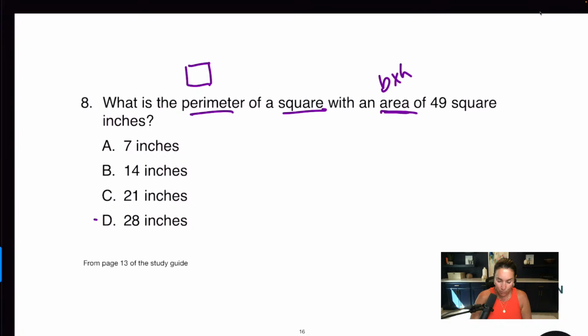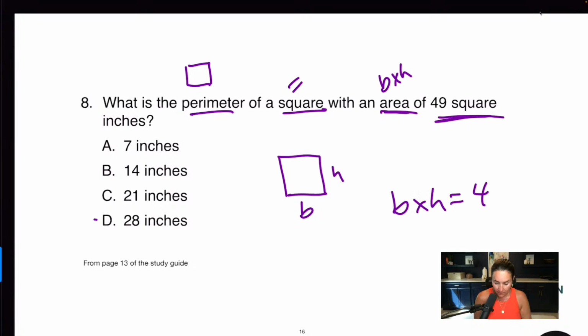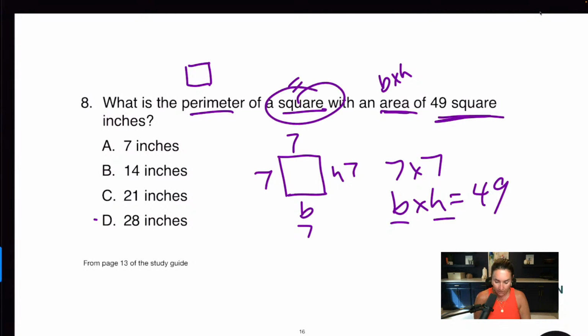All right. And we know it's a square. All sides are equal. And 49 square inches is the area, not the perimeter, the area. Okay. Well, if I have a square and the base times height equals 49, and these two are equal, this is going to be 7 times 7, right? Because 7 times 7 equals 49. So that means the base is 7, the height is 7, the top is 7, and the sides are 7. They're all 7 because we have a square. And 7 plus 7 plus 7 plus 7, or 7 times 4, equals 28 inches.